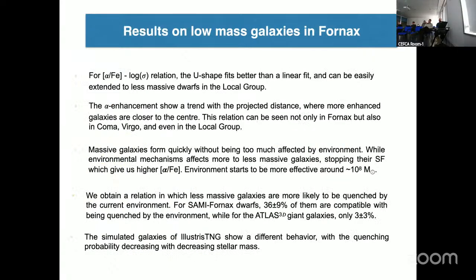This is basically the summary of the results about the alpha enhancement that I showed you in Fornax. Basically, the relation between the alpha enhancement and the sigma is a U-shape. And this is one of the most important. And the other one, I think, is this about the Fornax dwarfs. 36% of them are compatible with being quenched by the environment, and the rest in a pre-processing scenario. What can we do next?